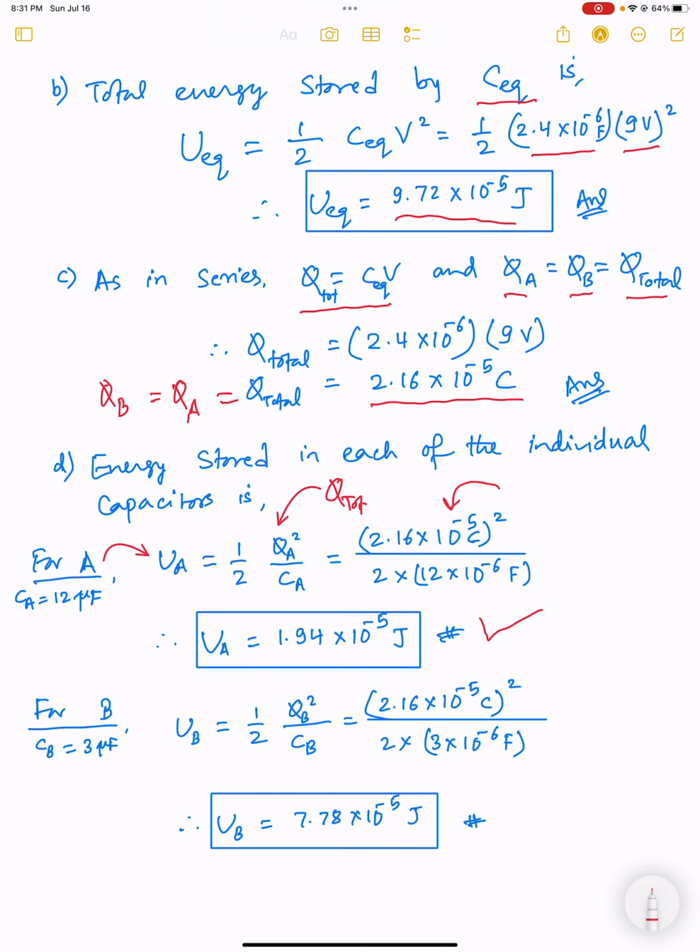Similarly for capacitor B, the capacitance for this capacitor is 3 microfarad, and you can use the same idea as we used to calculate UA. So you will be able to find the total energy stored by capacitor B. So this is how you can solve this type of problem involving capacitors and battery supplies.